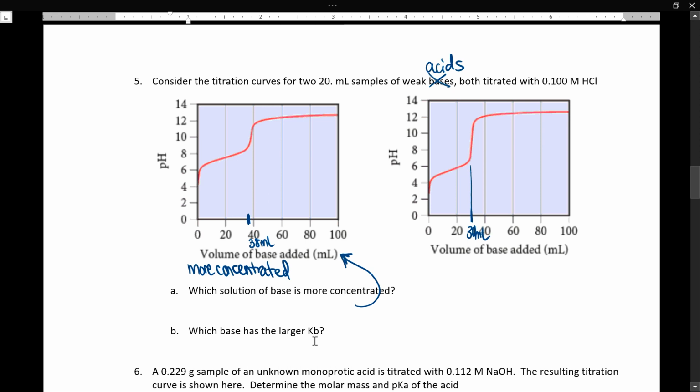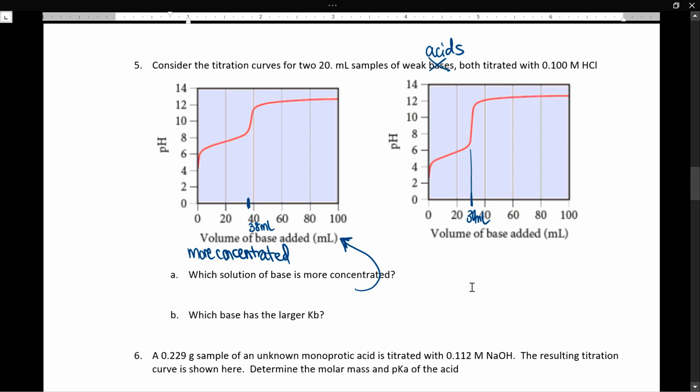Let's look at the KB though. So if we look at the KB, and again, I just realized that I goofed here on this one. Sorry. This should say acid and Ka. My apologies. I have this mislabeled here. So these are both acids here.